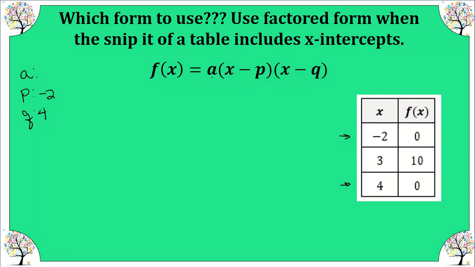We do not know A, so again, we're going to pick a point we've not already used, to be our x and f of x for our function. So I'm going to replace f of x with 10. We're trying to find what the A value is. Our x value is 3. Our p-value is -2, so it's 3 minus -2, so that's 3 plus 2. And then we have 3 for our x value minus our q value of 4.